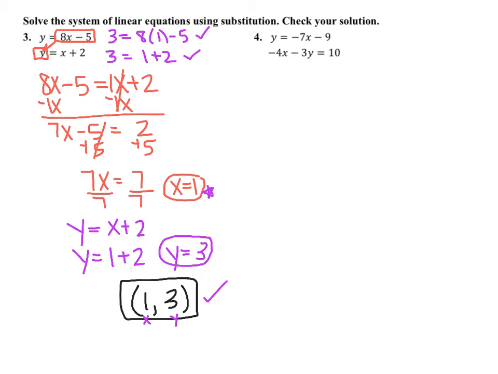In number 4, we have something really similar. Again, a substitute goes in to replace something else. So if y is negative 7x minus 9, I'm going to replace the y in the other equation with negative 7x minus 9. Right, so I'm going to replace this y right here with negative 7x minus 9 instead. Again, parentheses are important, right, because I need to remember to distribute. So negative 4x minus 3 times negative 7x minus 9 equals 10.